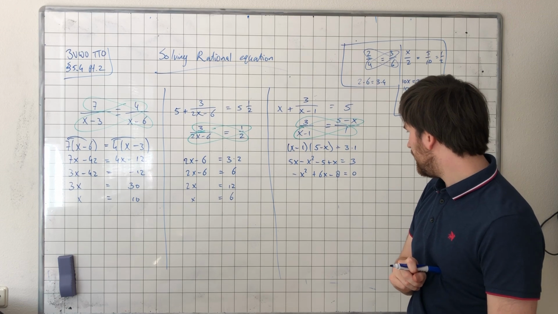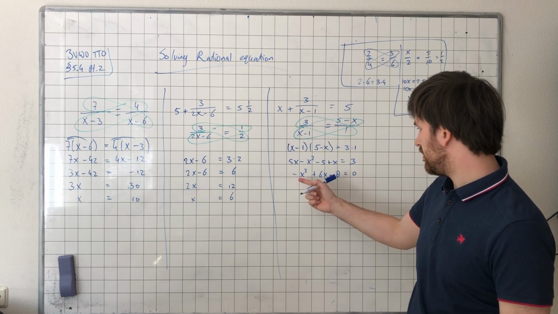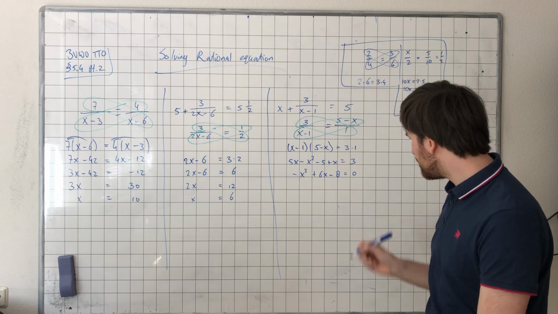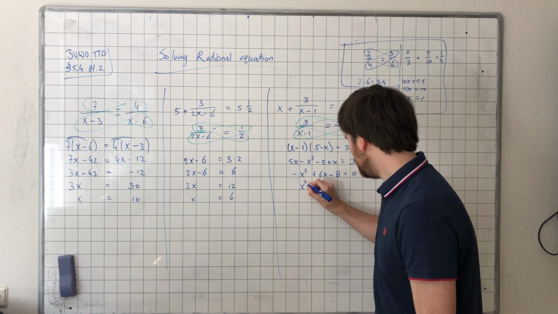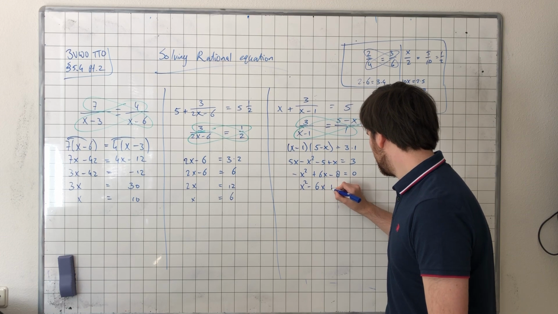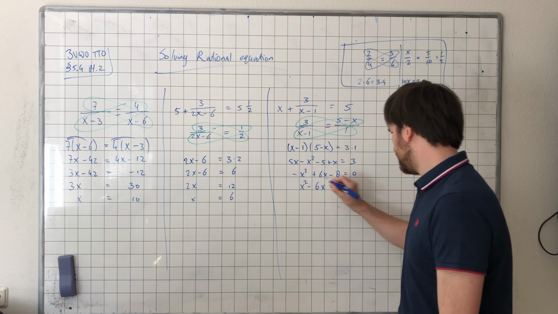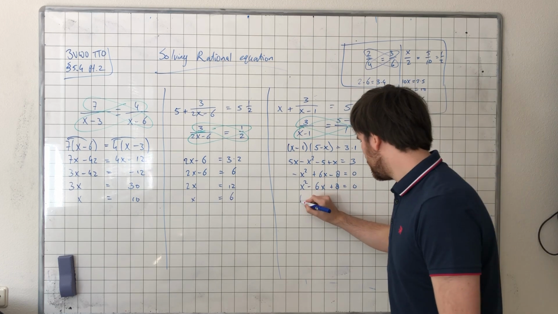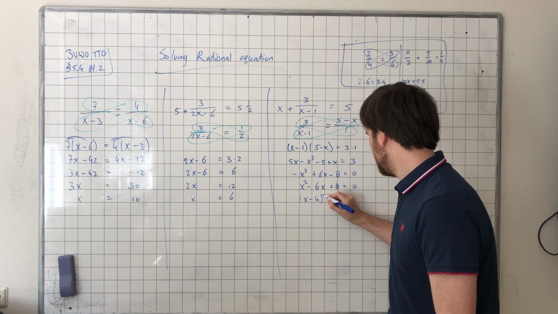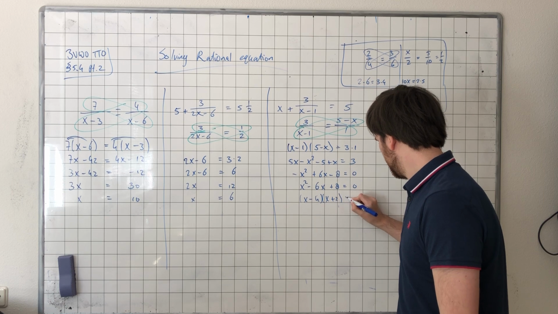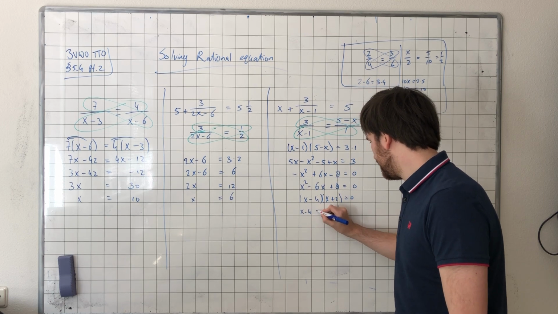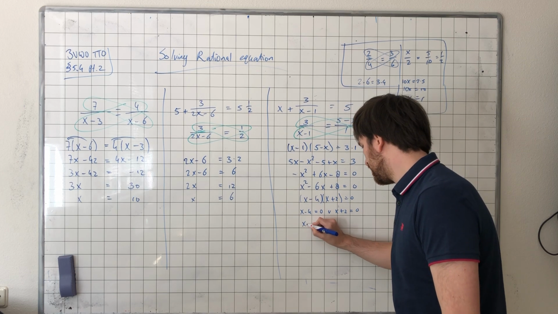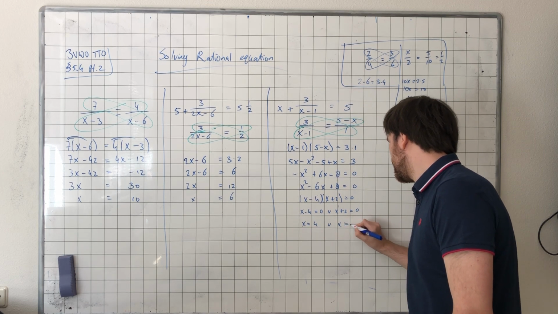I think that I will be able to use the product sum method, but in order to do that I need to remove this minus. I'm going to multiply everything by minus 1, so every symbol changes. And now I can use the product sum method. So x minus 4 is equal to 0, or x plus 2 is equal to 0. So x is 4, or x is minus 2.